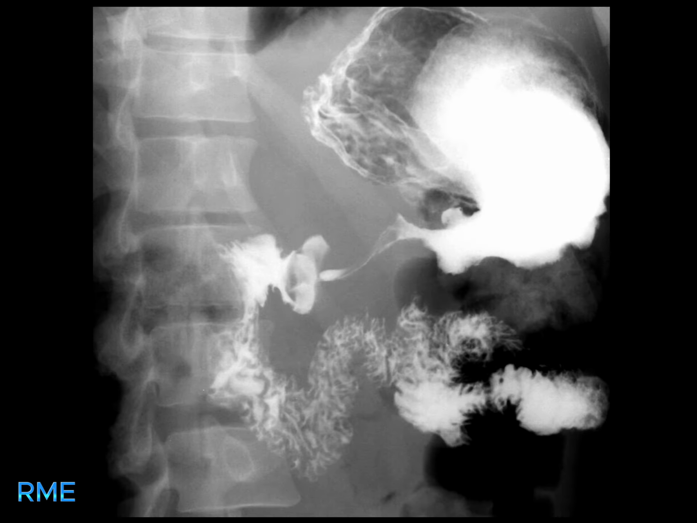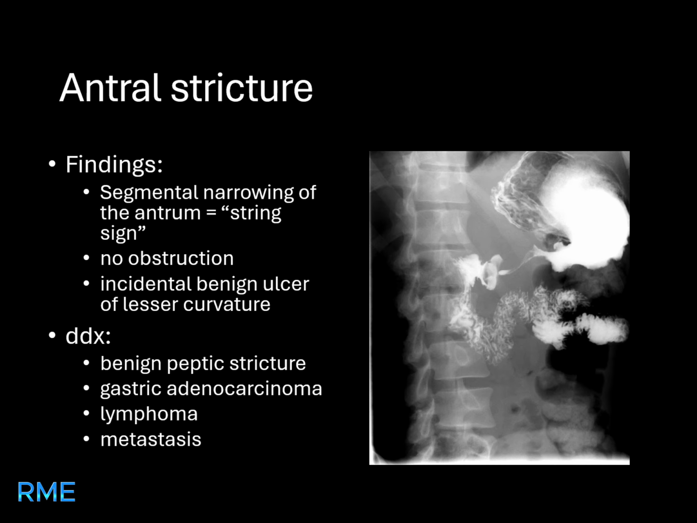What do you see in this image? This image shows segmental narrowing of the antrum, known as the string sign, with no obstruction and an incidental benign ulcer of the lesser curvature. These findings are indicative of an antral stricture. Differential diagnoses include benign peptic stricture, gastric adenocarcinoma, lymphoma, and metastasis. To further evaluate, an endoscopy with biopsy can help confirm the diagnosis and rule out malignancy. Management involves treating the underlying cause, such as acid suppression for peptic ulcers, or surgical intervention if there is significant obstruction. Let's move to the next case.